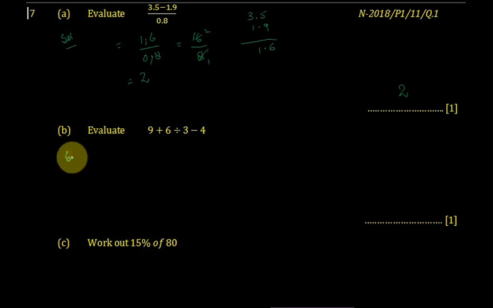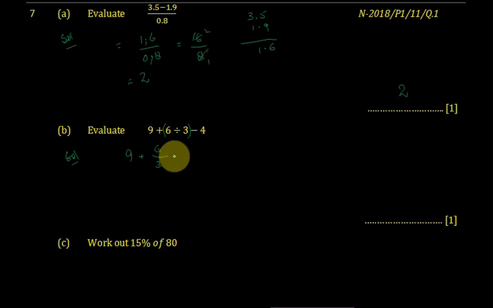And then we have to evaluate part B. 9 plus 6 divided by 3 minus 4. Actually, according to BODMAS, we first have to divide and multiply. So this is the division. We do this first. Actually, we can write this as a fraction.